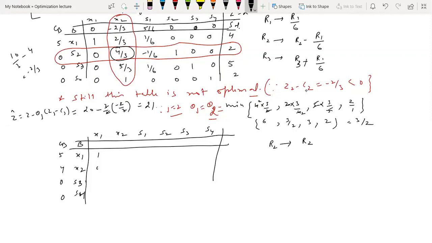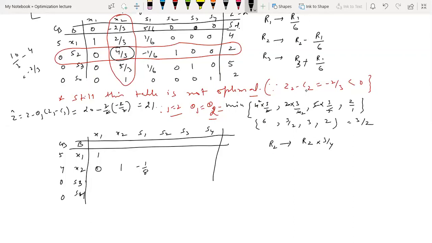Row 2 by 4 by 3 means row 2 into 3 by 4. So this element will become 1. So I'm writing this element as first. So 0, 4 by 3. Let me write down the things here. So 4 by 3. So this will come out to be equal to minus 1 by 8, right?